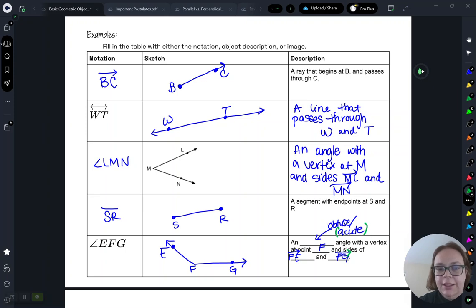Go ahead and pause this, and you can take a look at all the rest of them to see how you did. Keep in mind that the drawings do not need to be exact, but they need to have the key parts. So a line needs to have 2 arrows, and you need to have the letters.